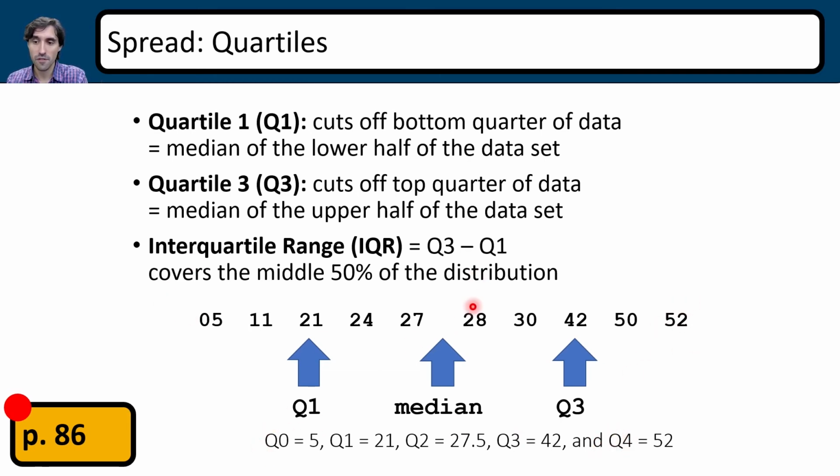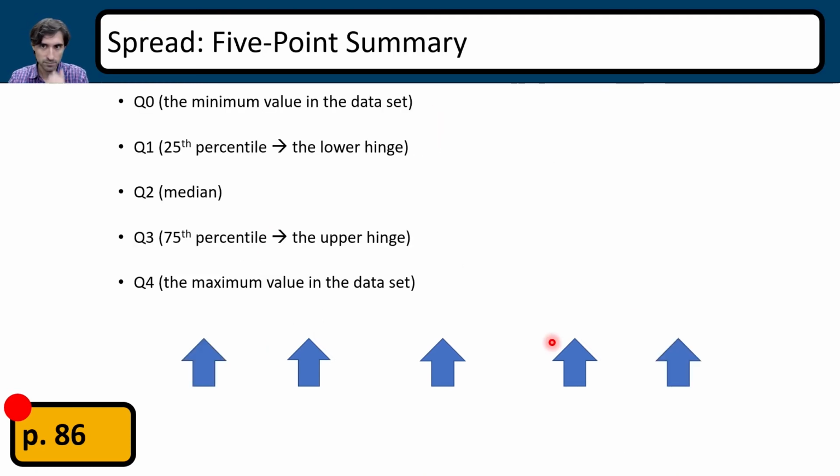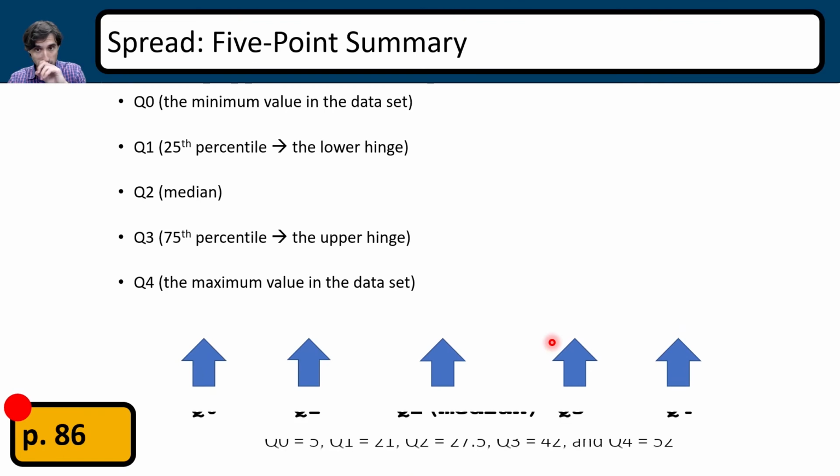Q0 is at 5. We have the median. How do we find that? It's n plus 1 divided by 2. So we have it right there. And then Q1 cuts off the lower half of wherever the median is. So if you were to count from 27 to 5, we go 1, 2, 3, 4, 5. Same here, 1, 2, 3, 4, 5. What's right in the middle? It's 21 and 42. This is the 5-point summary.